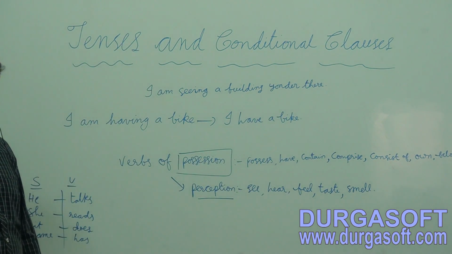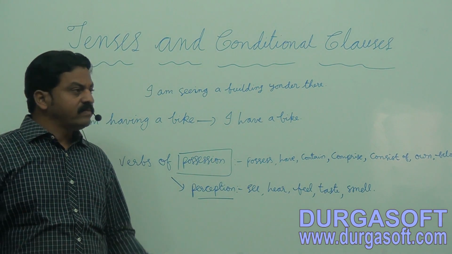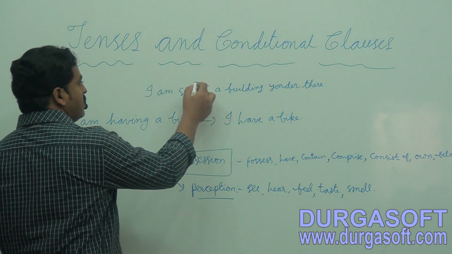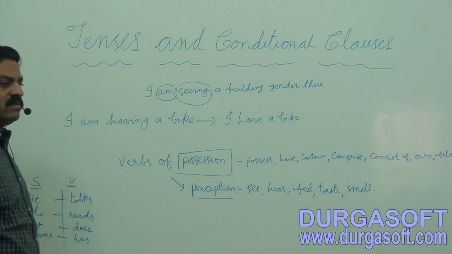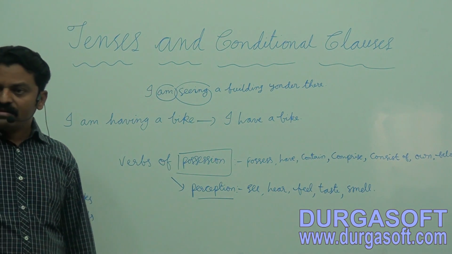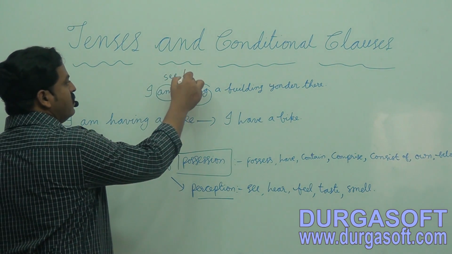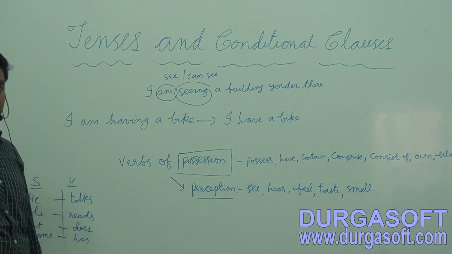Yonder means over there. So what is wrong with this statement? The "ing" is wrong. You can say, when "ing" goes, the "be" verb is also not required. Okay, so I see a building, or I can see a building yonder there.